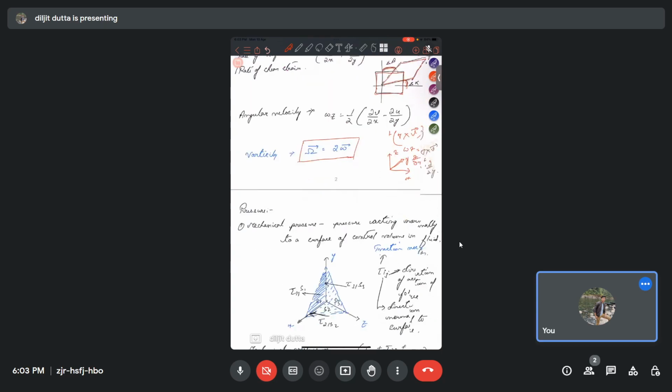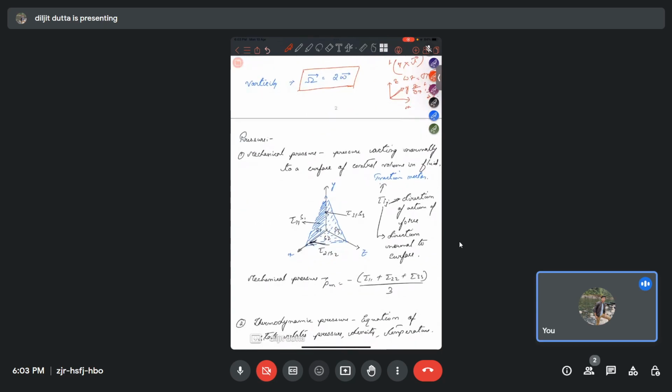Okay, this is one thing. Then let us go through the definition of pressure in fluid dynamics. When we talk about pressure in a fluid, it is generally composed of 2 types: one is the mechanical pressure and another is the thermodynamic pressure. The mechanical pressure is the pressure that acts normally to a surface of a control volume in a fluid. You can see the figure here.